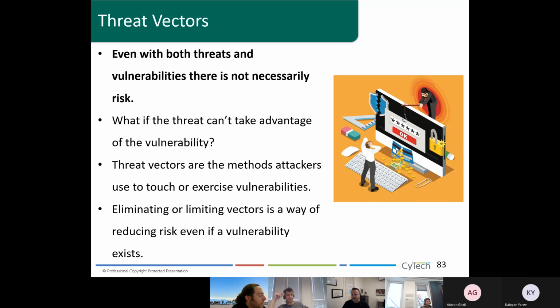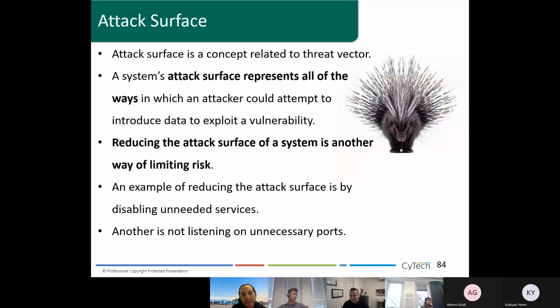Okay. Carlo, did you have a question? No. All right. Cool. In this case, the vulnerability is the user itself. Exactly. The users themselves.